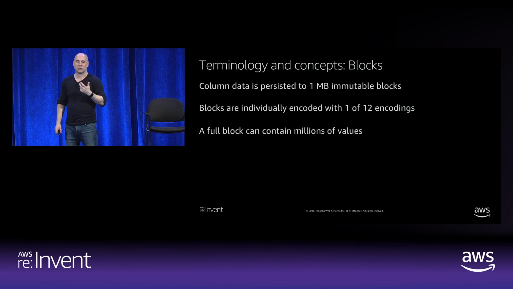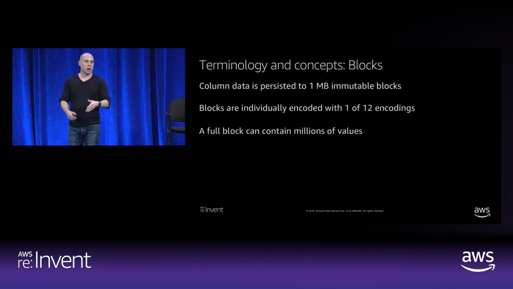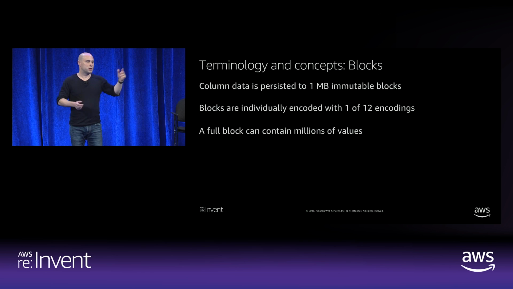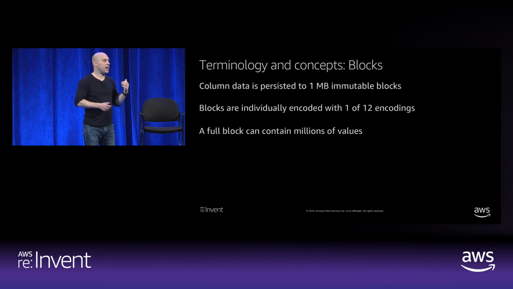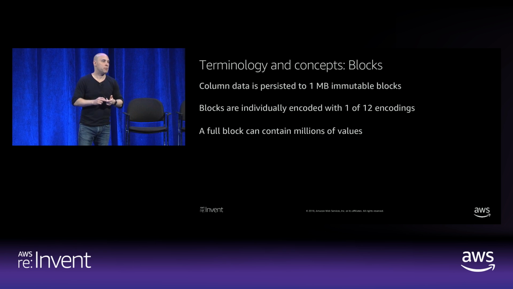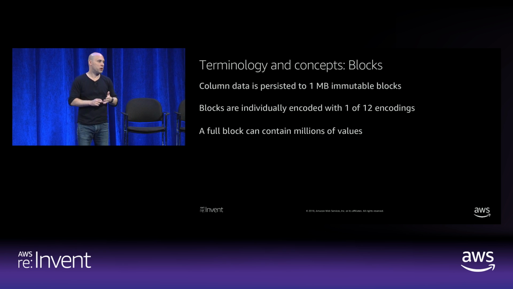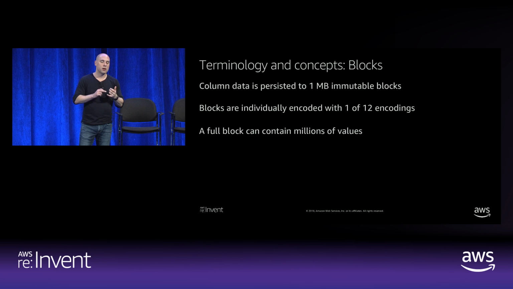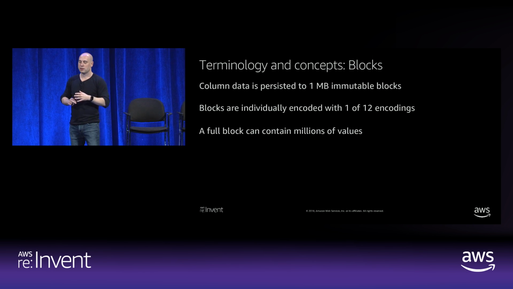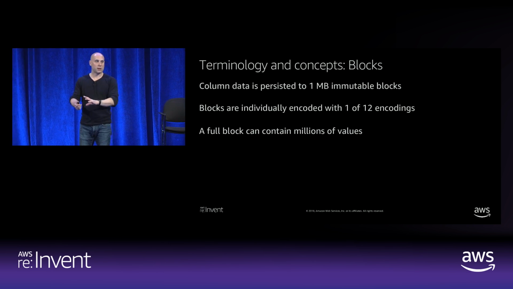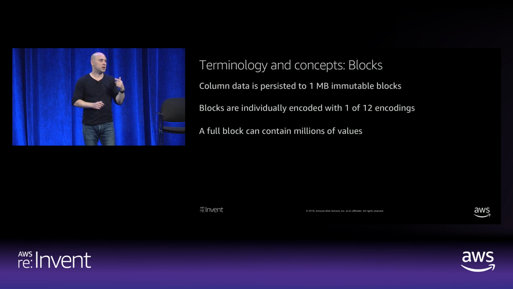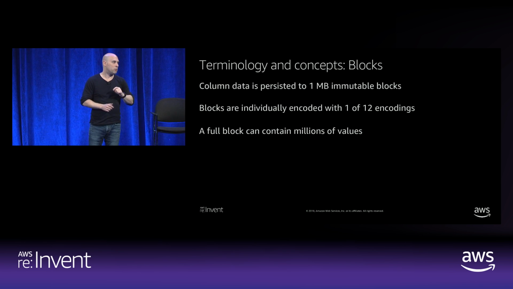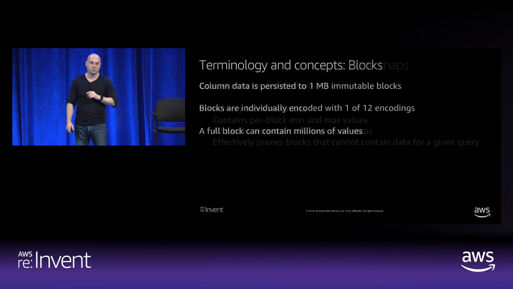So the next piece to introduce you to is blocks. Blocks really are just, they're blocks. They're what we store our data in. The important thing to know here is that they're immutable and very large, 1 meg. We use 1 meg immutable blocks that will be encoded with one of 12 encoding types. Because when you apply compression, and because they're so large, they can in certain cases store millions of values. So you think about that, that's millions of rows stuffed into a single block. So they are very big.